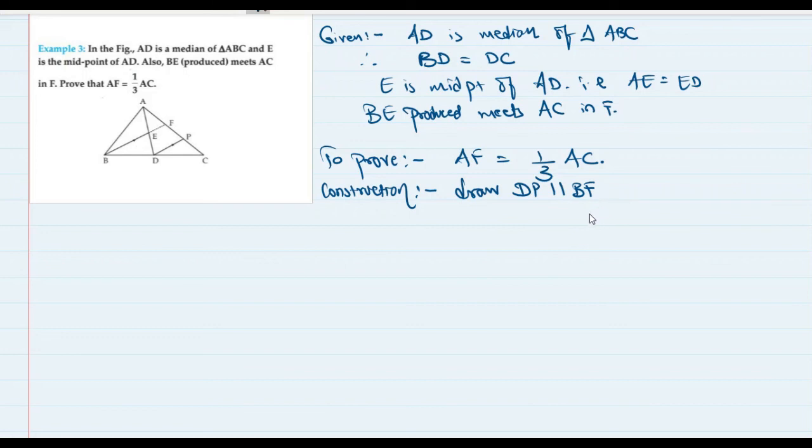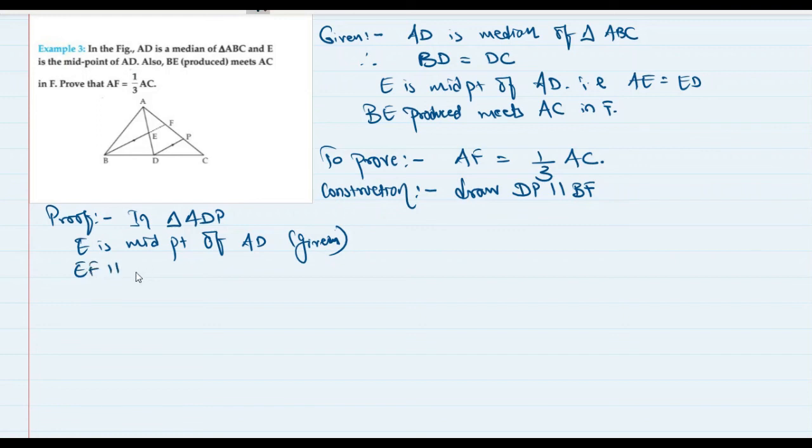Now let's see which triangle to consider. So first I'm going to consider triangle ADP. Look very closely. This is a very important question. In triangle ADP, can you see triangle ADP? In triangle ADP, E is the midpoint of AD, given, right?